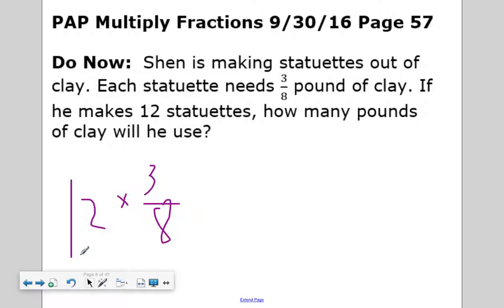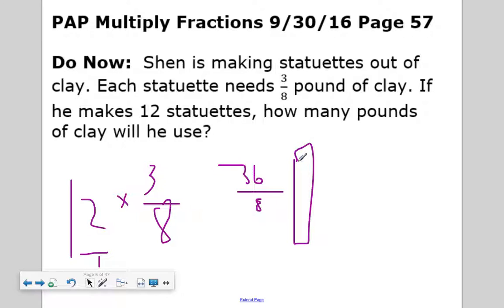So I need to turn this whole number into fraction form. I multiply the numerators and I get 36. I multiply the denominators and get 8. Can I simplify this before I continue and turn it into a mixed number? Yes. Both numbers can be divided by 4.